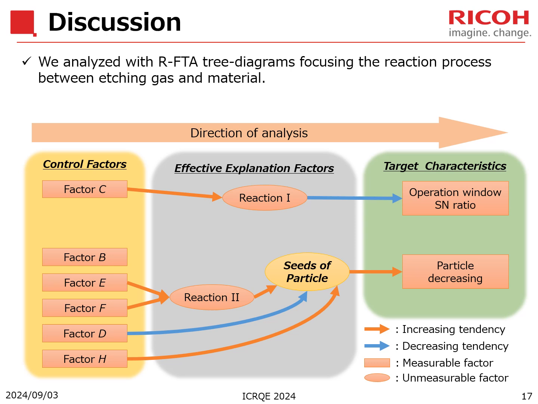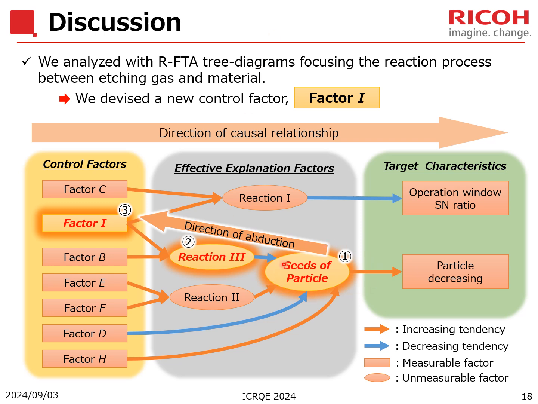To investigate this hypothesis, we analyzed with reverse RFTA. Here, the target characteristics, the counterpart to the objective of this research, are operation window SN ratio and particle decreasing. Based on the RFTA analysis, we focused on seeds of particles. Discussing how seeds of particles occur, we identified a new reaction mechanism, reaction 3, and devised a new control factor, factor I.